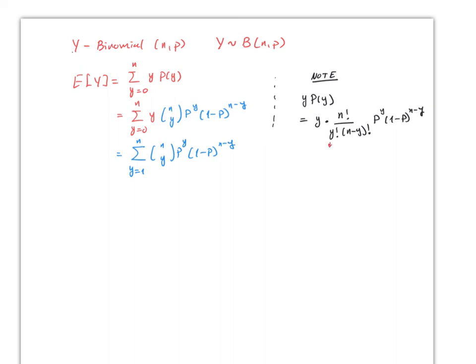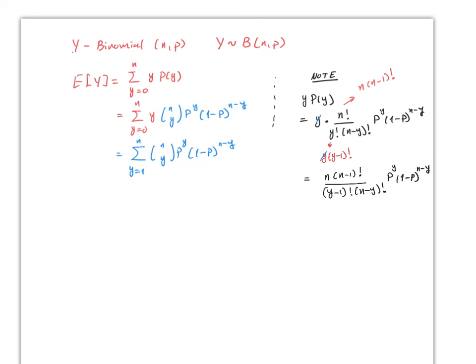Right, so notice that y factorial is the same thing as y times y minus 1 factorial. So by doing that, this y will cancel this y here. And also notice that you can rewrite n factorial as n times n minus 1 factorial. Okay, so far you have n times n minus 1 factorial, and on the bottom, y minus 1 factorial times n minus y factorial, and then times p to the y times the quantity 1 minus p to the n minus y.